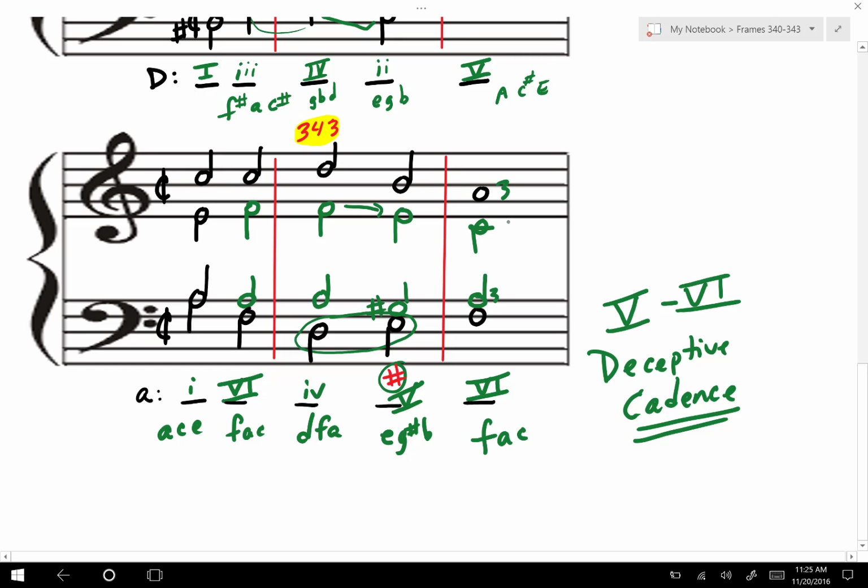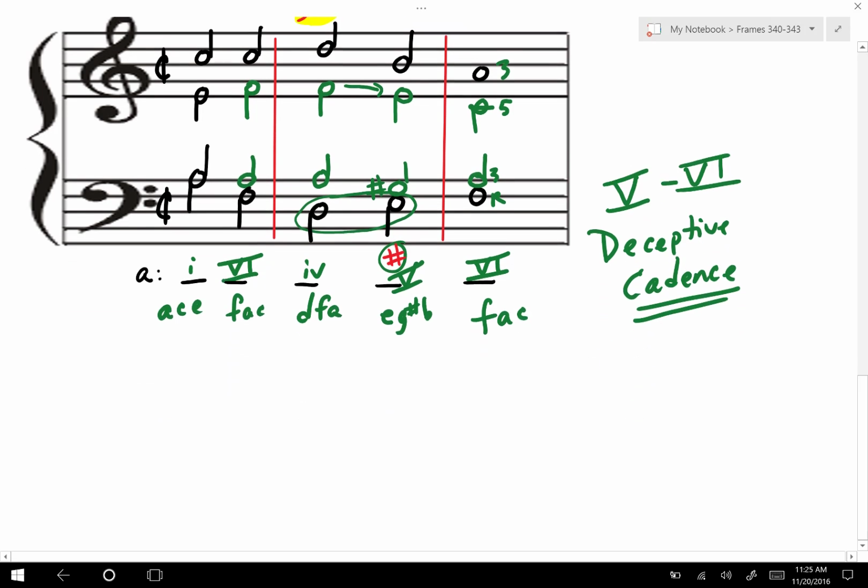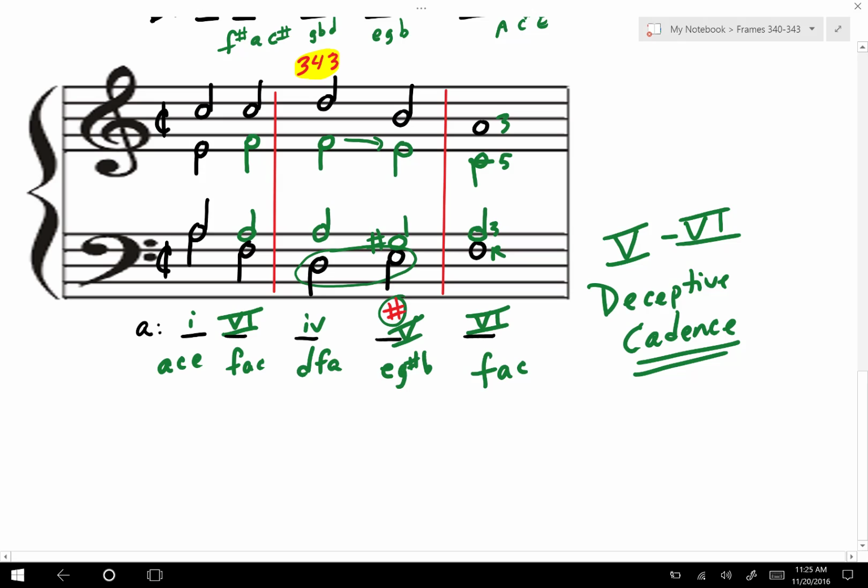1 fifth and only 1 root. And that is acceptable because we have to avoid that augmented second interval in minor, harmonic minor keys when we have going from the 5 chord to the 6 chord. So I'm hoping that this is making more and more sense and we're clearing up any confusion that we might be experiencing.